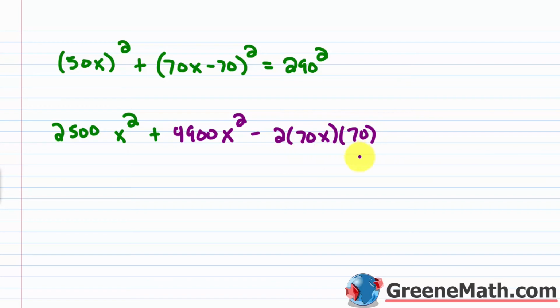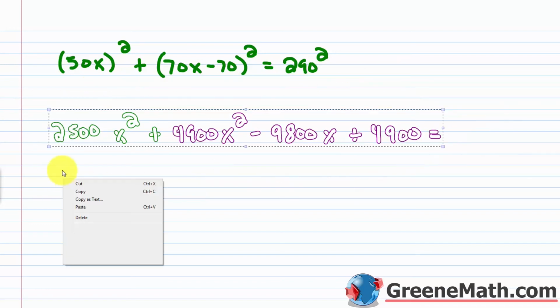Okay, and we'll just go ahead and crank that out real quick. 2 times 70 is 140. Then times 70 again would be 9,800. So basically what you'd have is minus 9,800x here. And then lastly, you need to take this 70, the last term there, and square it. So we're going to go plus 70 squared, we already know is 4,900. Okay, so that's this side right here, and this equals 290 squared is 84,100.